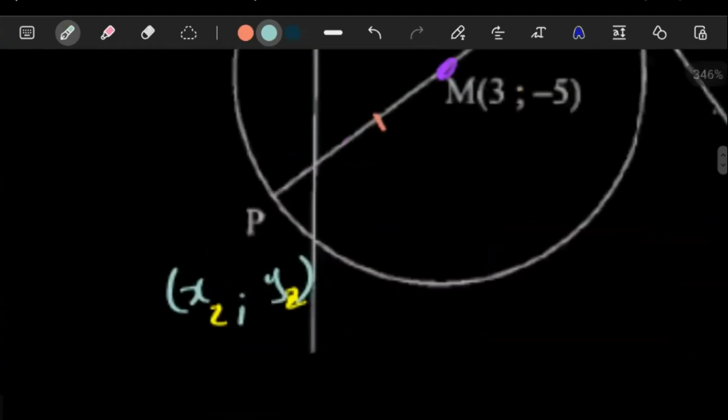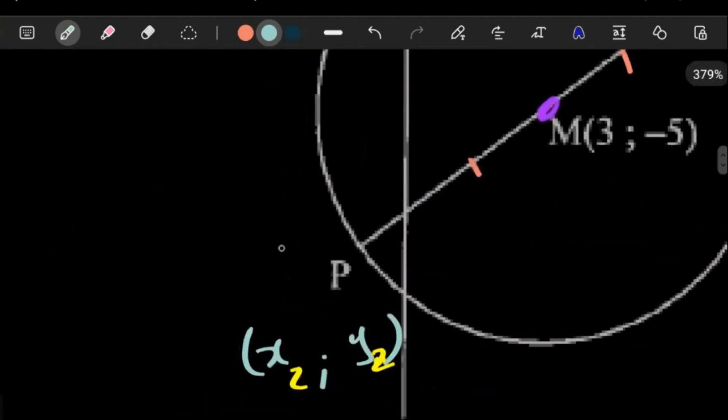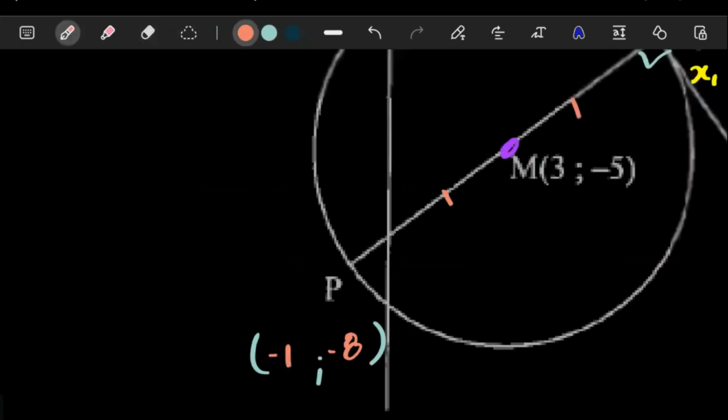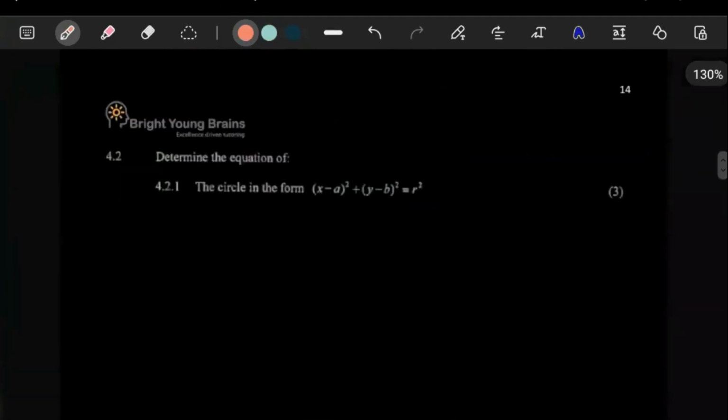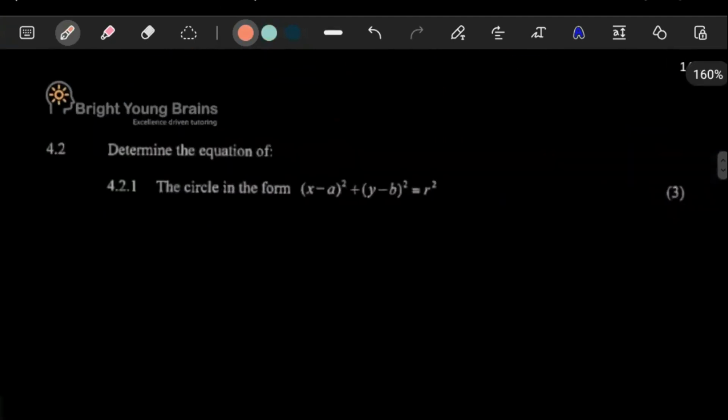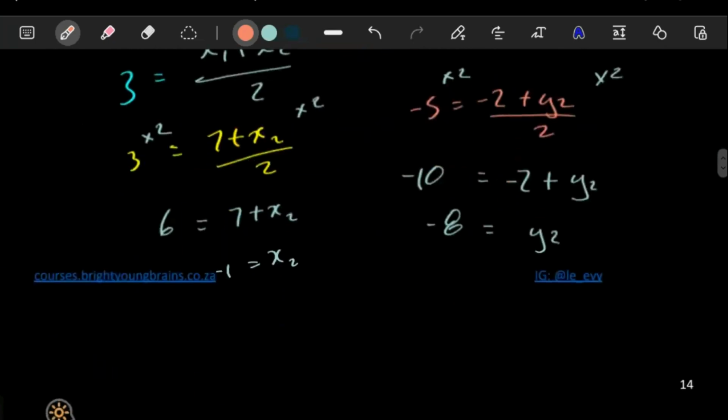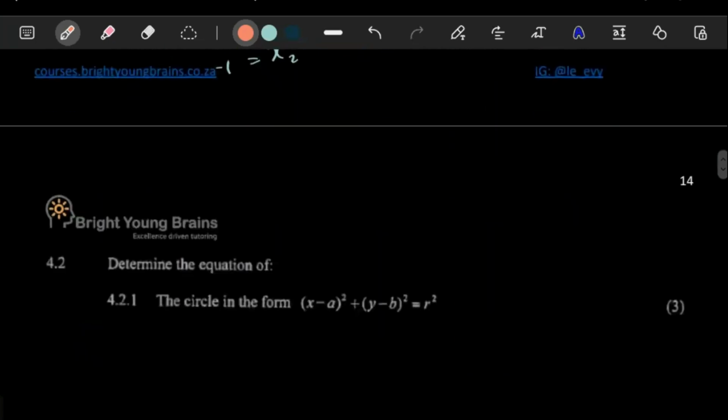They seem very accurate because this is towards the left, and then this is downward. So you can always just replace this already. Negative 1, negative 8. There we go. 2 marks. And then 4.2.1. Wait, really? Yeah, 4.2.1 says determine the equation of the circle in this format.